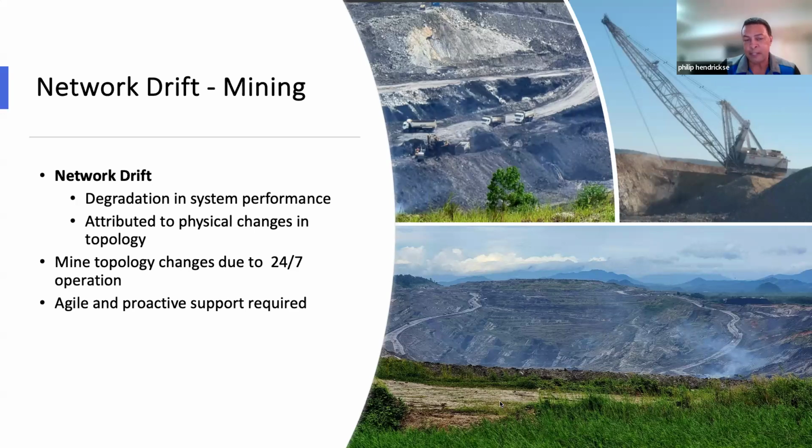So I'm based over in Australia. Most of my partners are heavily engaged in surface mining. And we've learnt over the last 5-6 years that there is a critical requirement to actually track network drift. So how do we define network drift? There's going to be a degradation in system performance, but we can directly attribute it to physical changes in topology, because on our mine sites the topology is changing on a daily basis, 24/7, 365 days a year. That mine is always advancing.